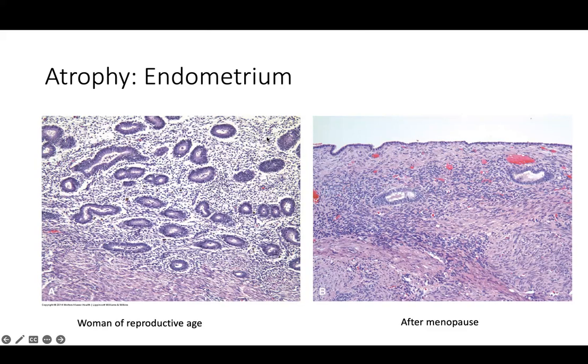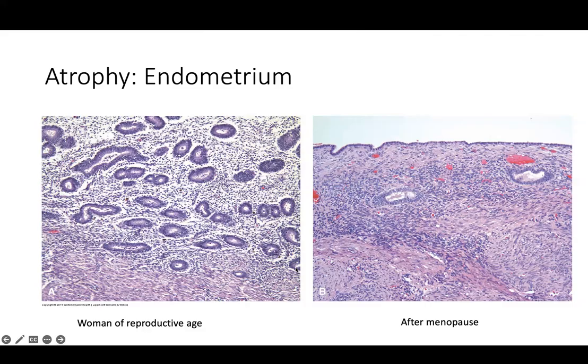If we look at the same biopsy in a lady after menopause, you'll notice that there are very few endometrial glands. The cells have decreased in number, so they've atrophied. They're also smaller. If there are glands, they are smaller. They're not as well maintained. So this would be an atrophied endometrium that would happen after menopause.